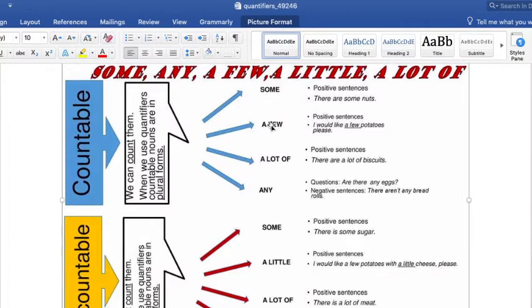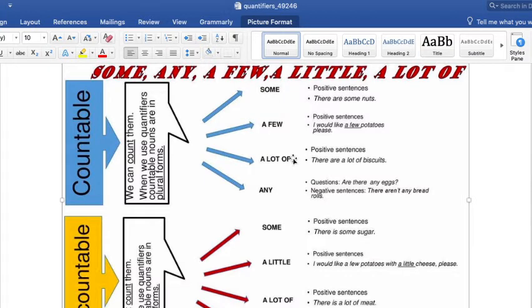A few means unos cuantos or unos pocos. And it's used also with plural. Only with plural. No singular is admitted, or we cannot use a few with singular. So, I would like a few potatoes, please. Me gustaría unas cuantas o unas pocas papas.